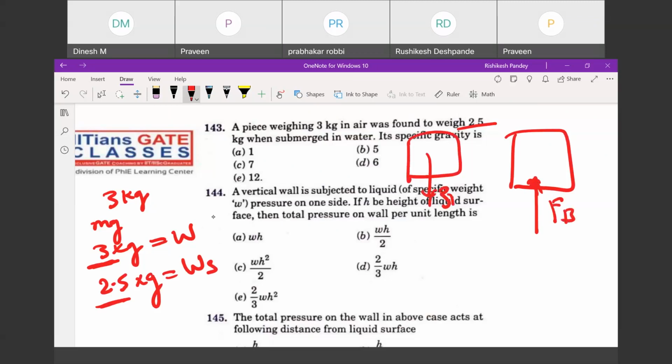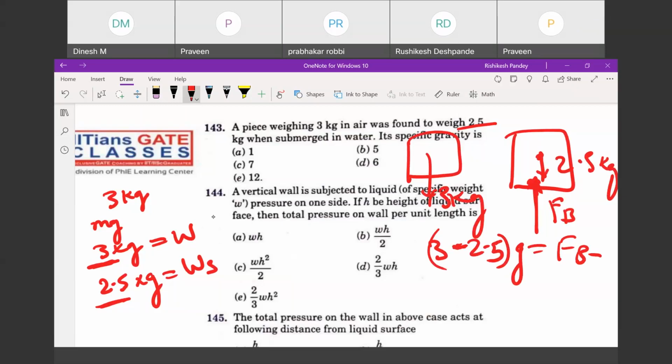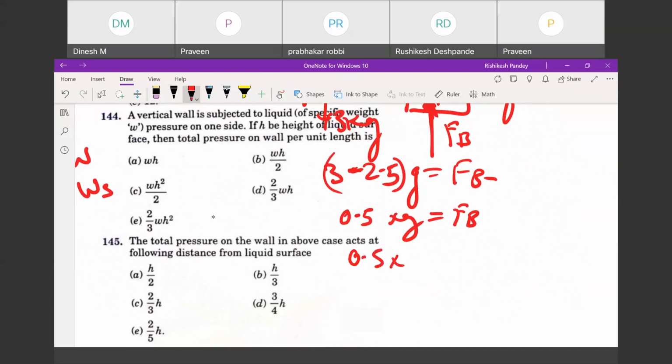Outside it is 3 kg, but now it is showing 2.5 kg. That means something is pushing upward, which is the buoyancy force. So the difference 3 minus 2.5 is your buoyancy force, obviously multiplied by g. So 3 minus 2.5 is 0.5. 0.5 multiplied by g is your buoyancy force. Now buoyancy force is given as density of fluid multiplied by volume multiplied by g, and that is the submerged volume.